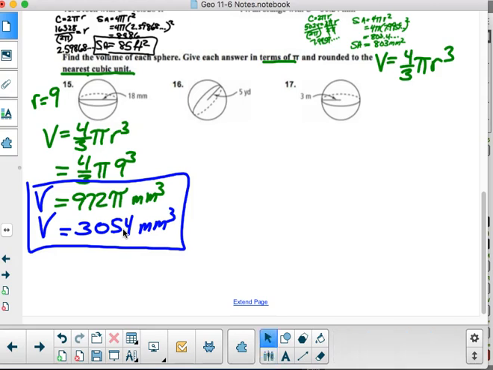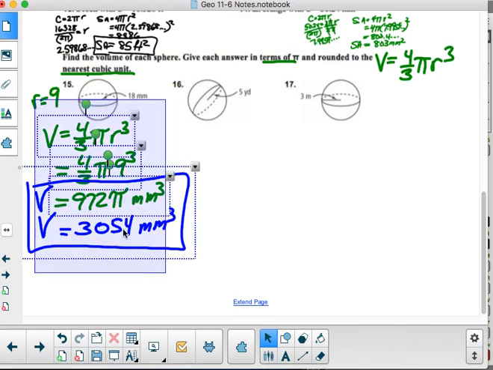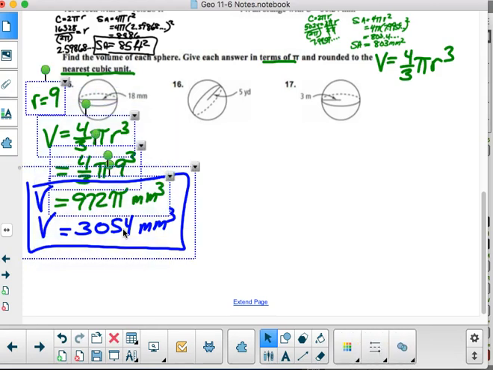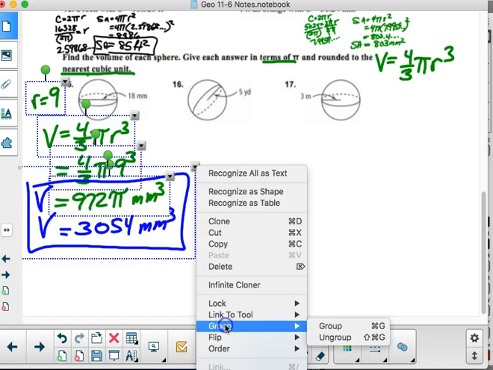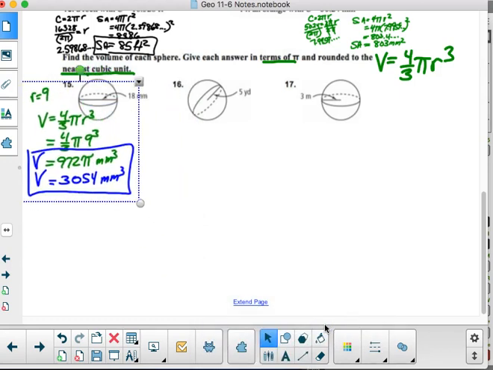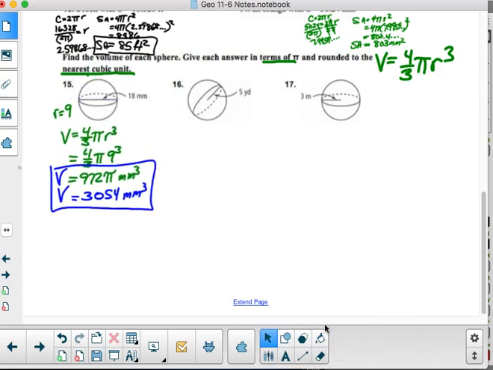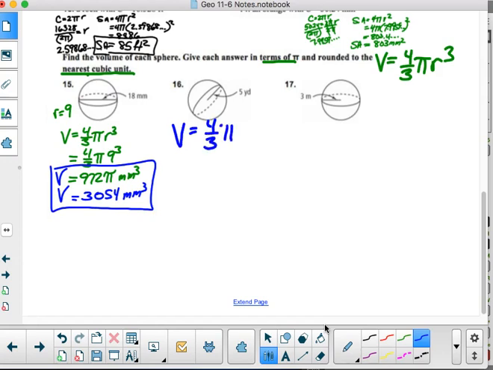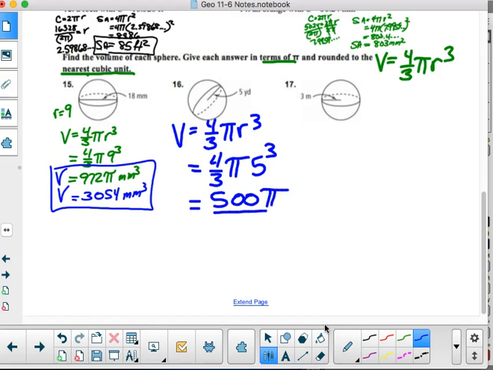Now, the next thing we're going to do is 16. 16 is all set up. I'm going to get some of this 15 out of the way. In 16, I have volume equals 4/3 pi r cubed. 4/3 pi 5 cubed. Now, that's going to be 500 pi over 3. I got some people going, how in the world?